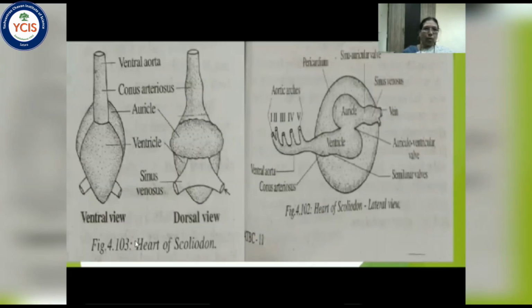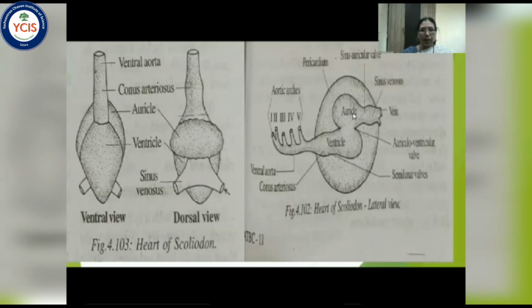So this is the Scoliodon heart, dorsal view showing sinus venosus, auricle, ventricle, conus arteriosus, and lastly ventral aorta. Ventral view showing ventricle, auricle, conus arteriosus, and ventral aorta. The heart of Scoliodon, lateral view, shows the S-shaped structure.